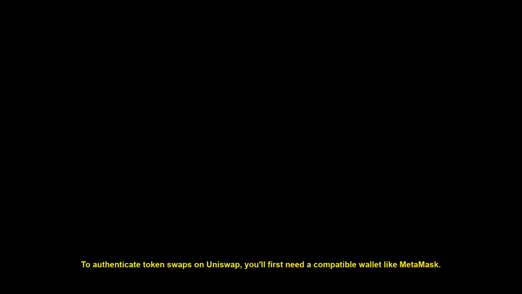Today we show how to authenticate token swaps on Uniswap with approvals, a detailed guide step by step, clearly. To authenticate token swaps on Uniswap, you'll first need a compatible wallet like MetaMask. Begin by ensuring you have some Ether in your wallet for gas fees.